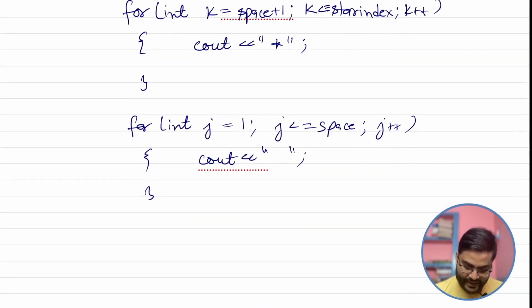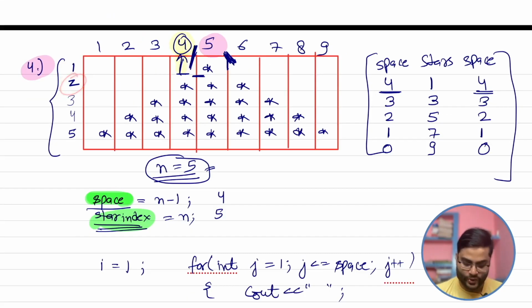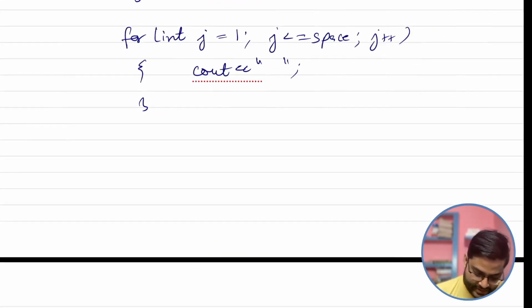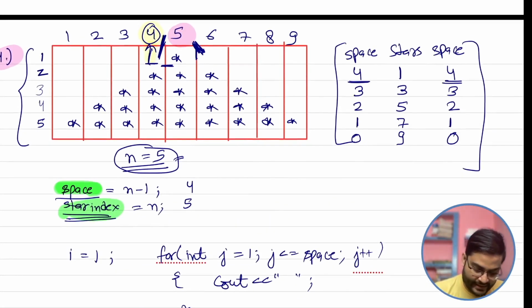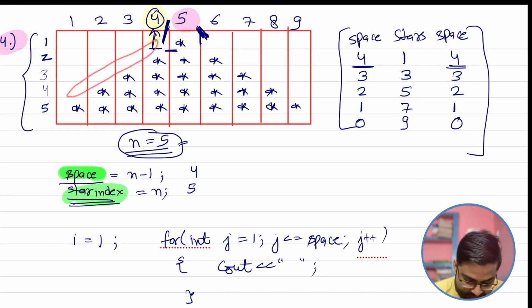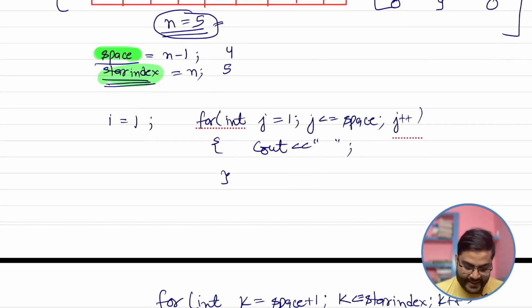This code we have written will work for one line. We have printed our first line. Now for the second line, write a cout endl statement so we come to the next line. In the next line, the space value will keep decreasing by 1: 3, then 2, then 1. So in the next line our space value will decrease by 1.